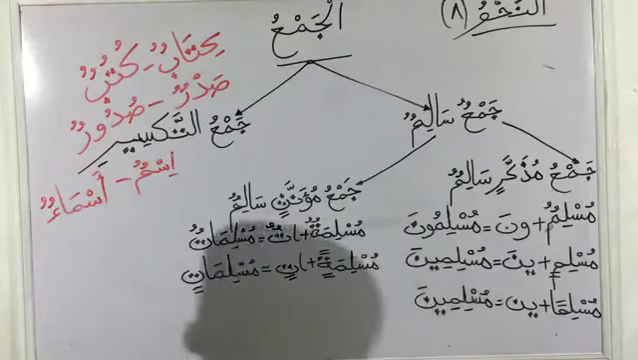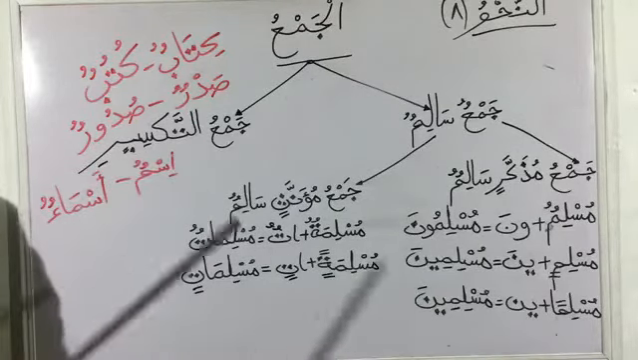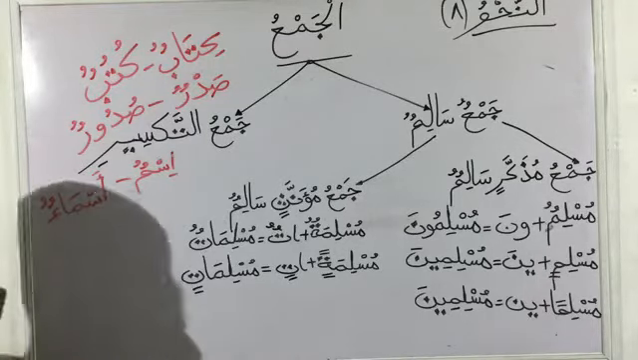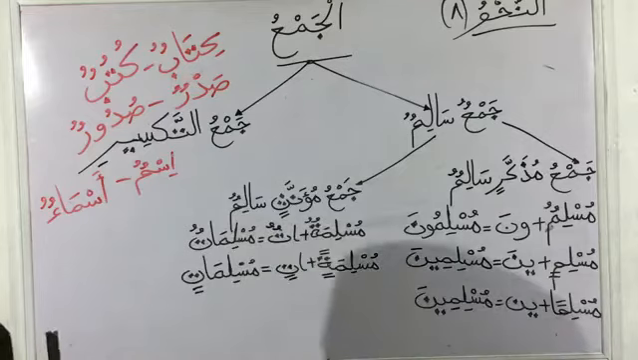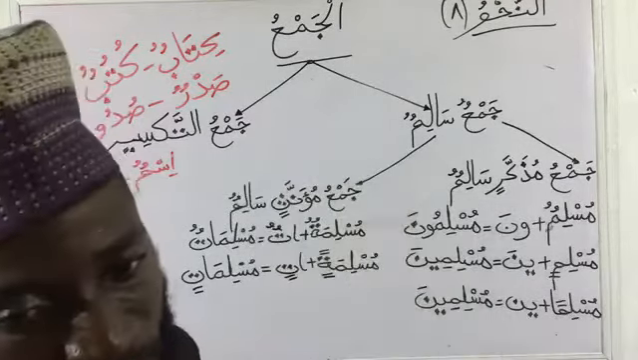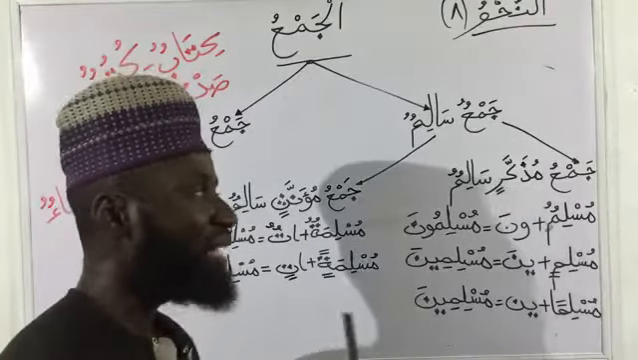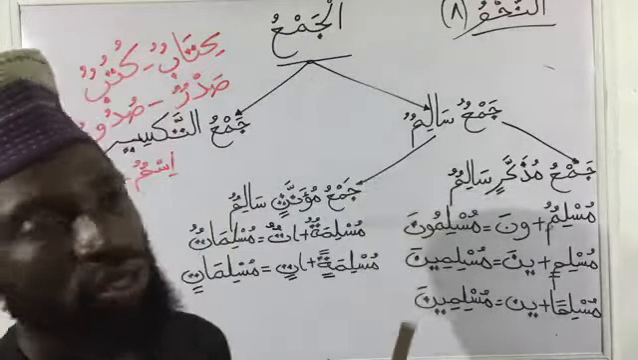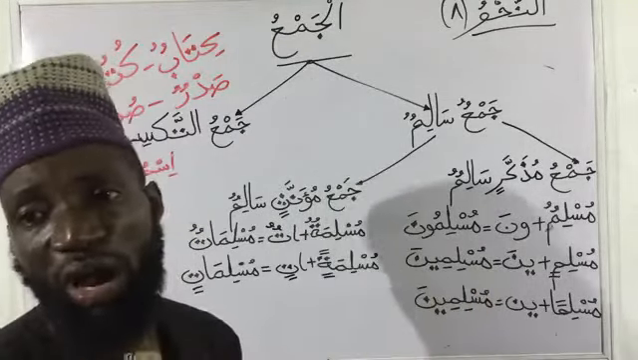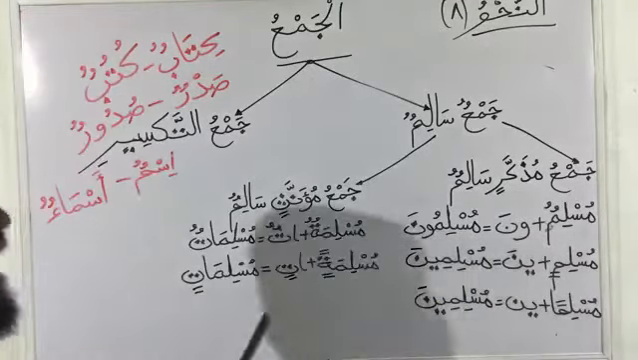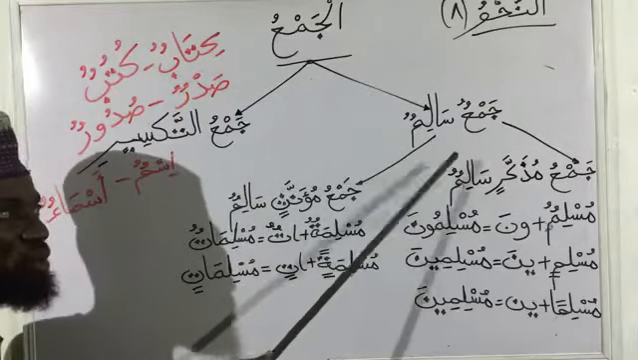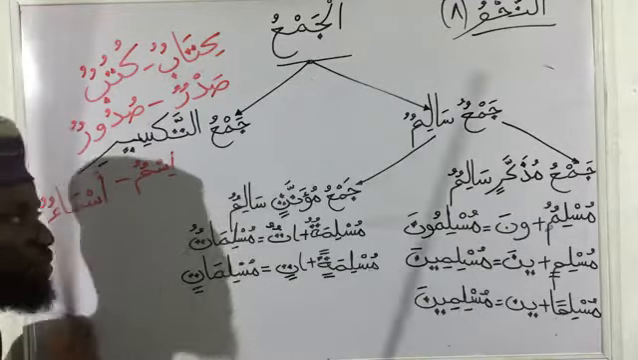Very important. The next is now what? Jamu taksir, broken plurals. We told you that broken plurals are those in which the structure is altered. The structure of the noun we want to pluralize is either altered, or some additions are added that will affect the general structure. So that's why it is called jamu taksir, a jamu that is broken. Or in another word, you can define it as any plural that is formed but not coming in the pattern of jamu muzakkar salim and jamu muannas salim.